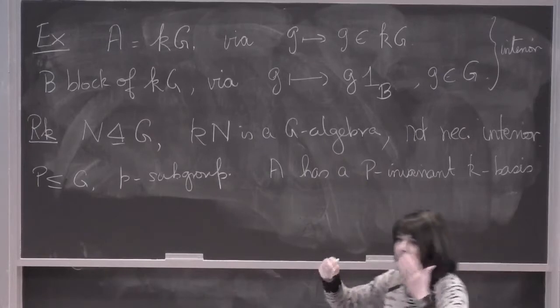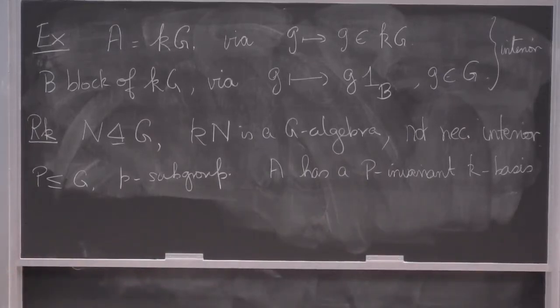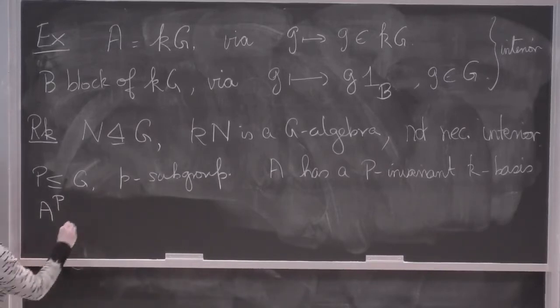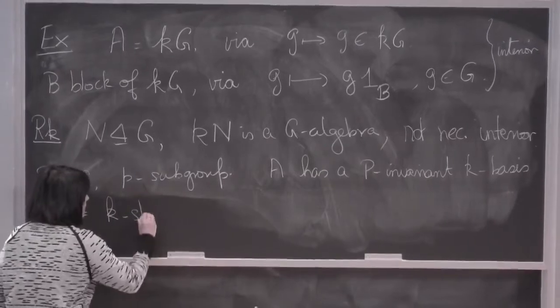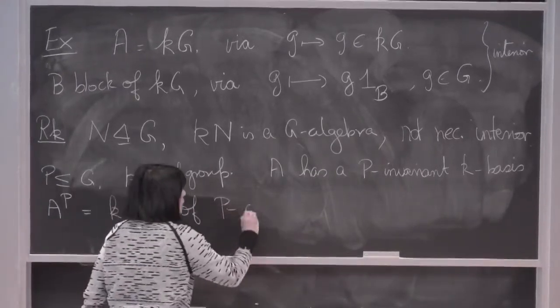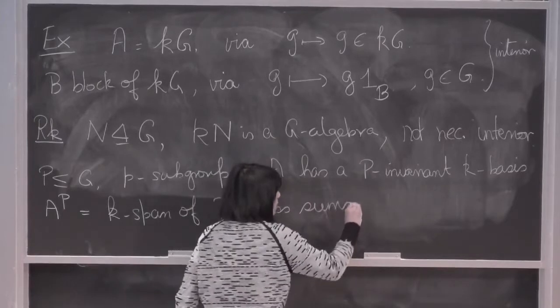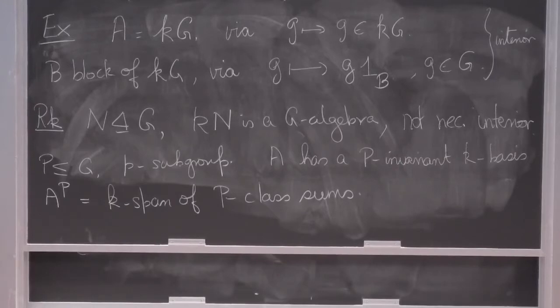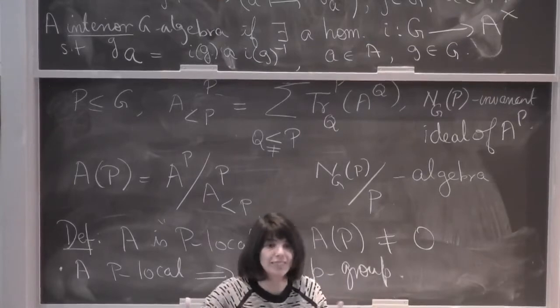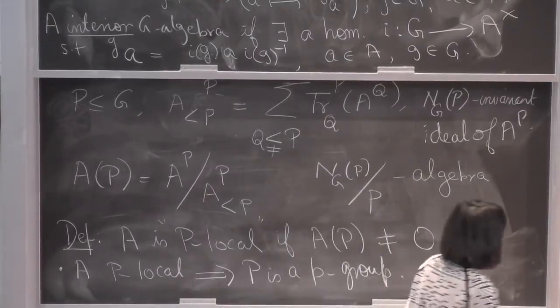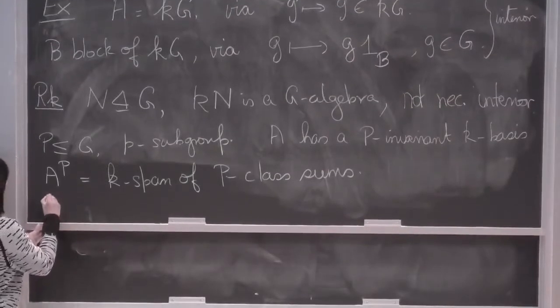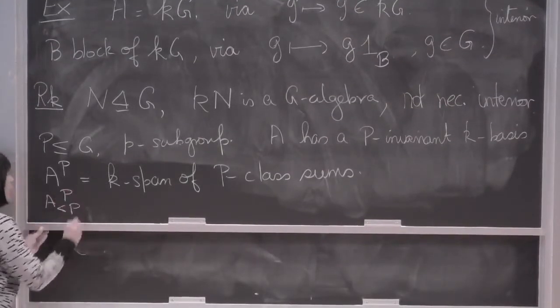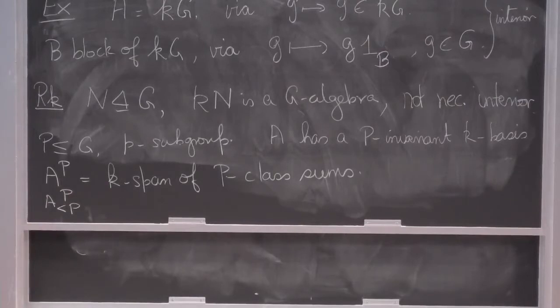Now if you think a little bit about what that means, what is A^P going to be? It just requires a little bit of thought. This is going to be the K-span of P-class sums, right? You take an element of G, of your basis, and you want it to become invariant, so you have to add all its P-conjugates in there, and you take the sum of that, and you'll get all of them. I'm going quite quick, but these are all quite easy exercises.